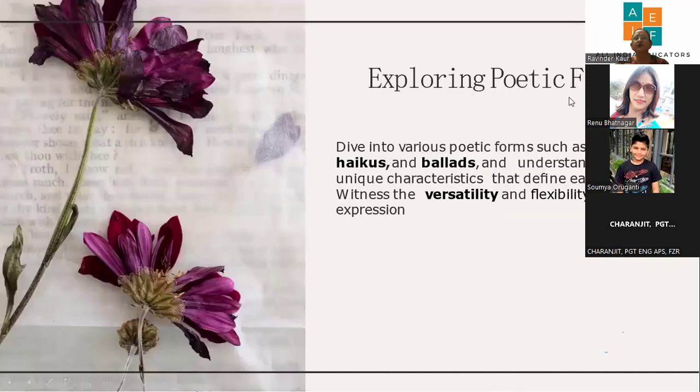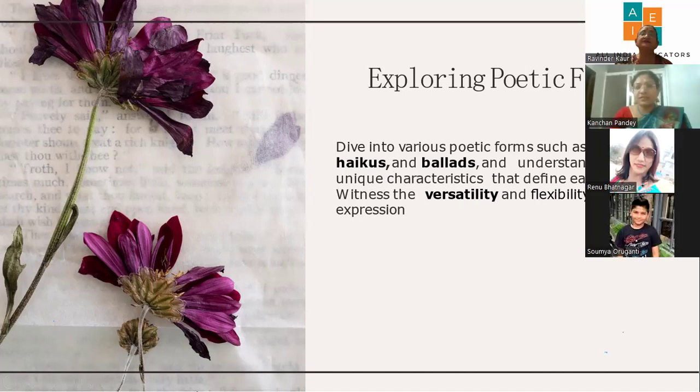Exploring poetic forms. We have to tell them which type of poem this is. Dive into various poetic forms such as sonnets, haikus. We all understand? It is a Japanese form of writing poem, with three lines, of 5, 7, and 5 syllables. Sorry. And ballads, and understand the unique characteristics that define each form.